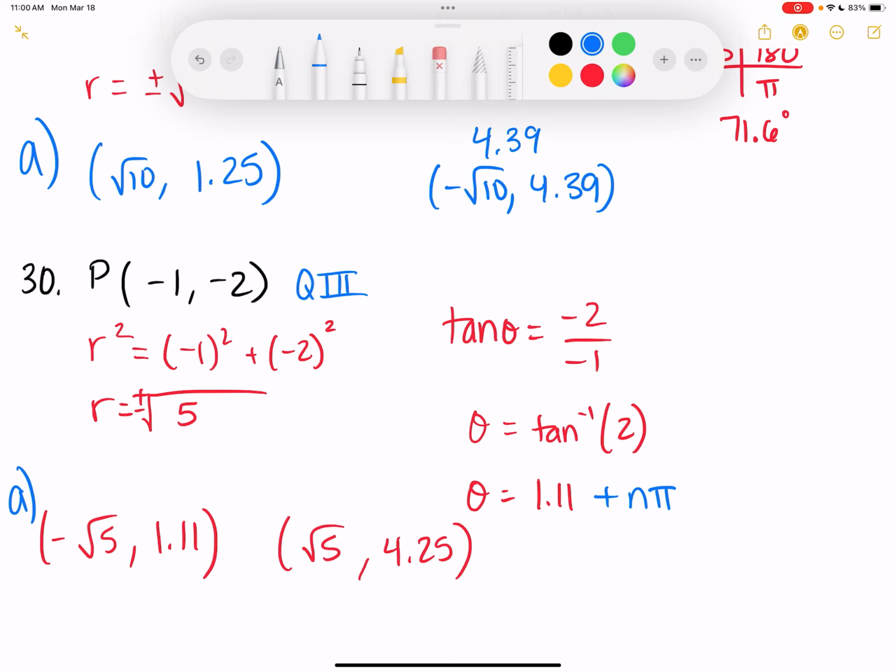I think it's a little excessive to have you find it out to 4 pi. I just don't see why you need to do that.